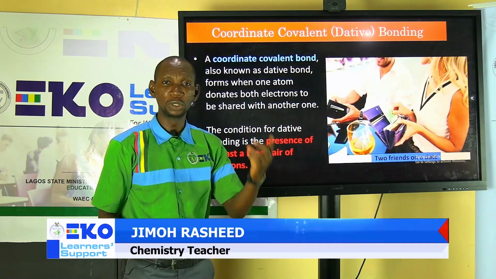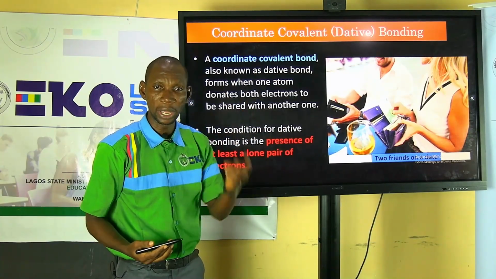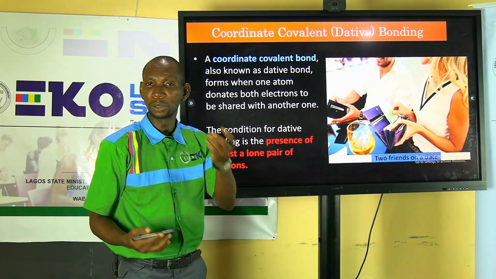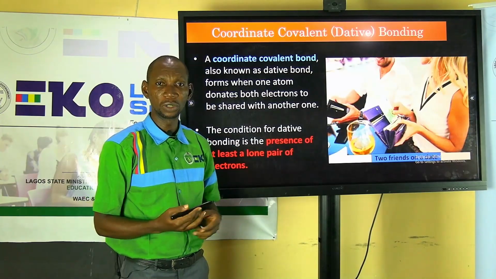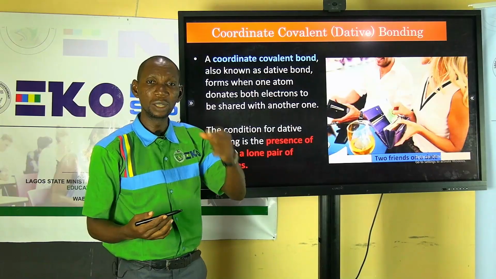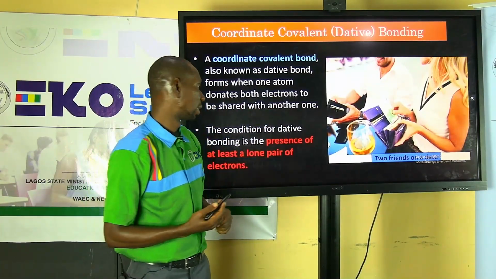Only one out of the two participating atoms contributes the electron pair. This is different from what happens in ordinary covalent bonding, where there is mutual sharing of electrons between the two atoms. And that's why in the name there is still covalent, but this is coordinate covalent.